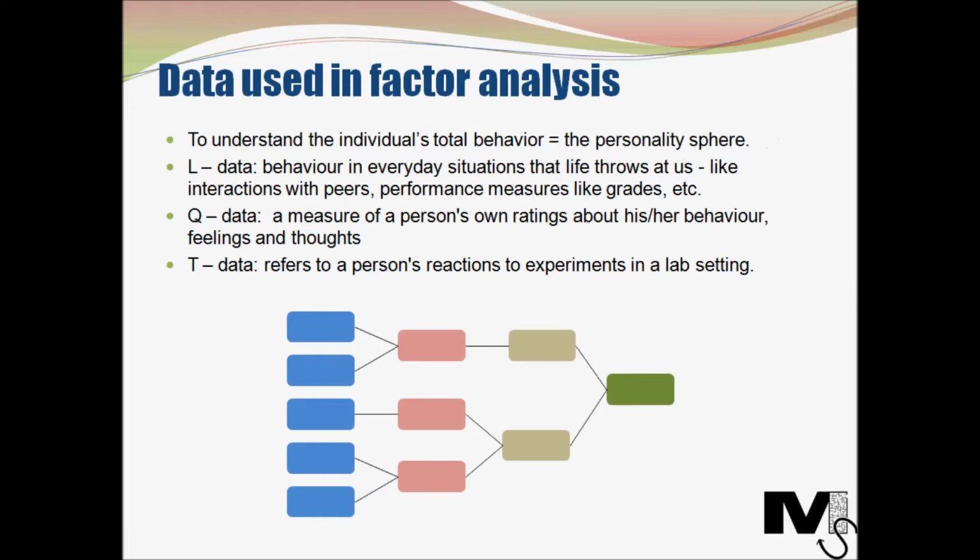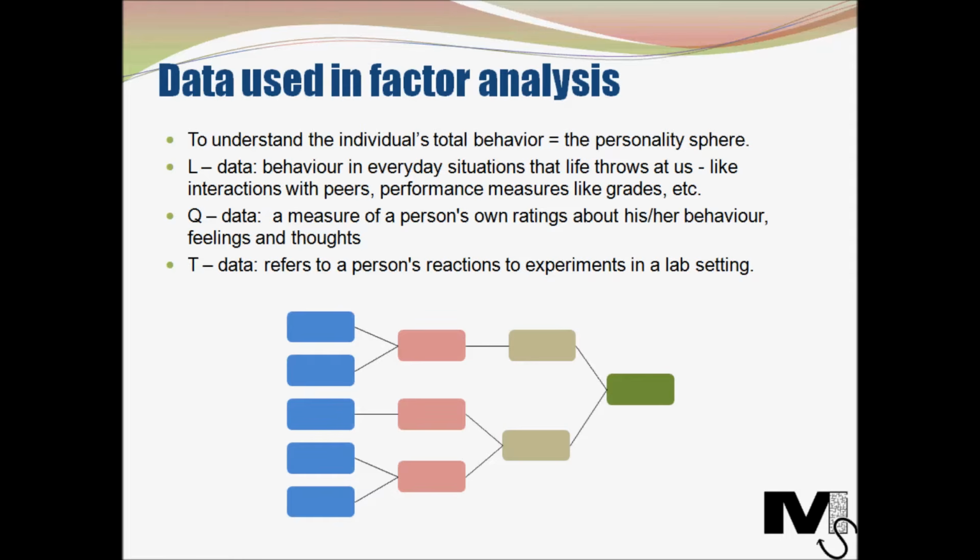And how did Cattell get to this data for his factor analysis? Cattell believed that in order to get a complete and unbiased measure of personality, one must understand the individual's total behavior, which Cattell called the personality sphere. Cattell believed that this could best be accomplished by taking a 24-hour sample period in a person's life and collecting three types of data, which are as follows.